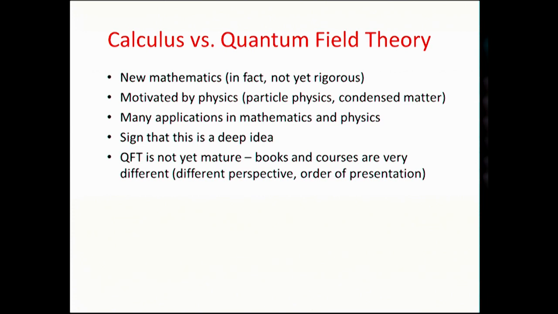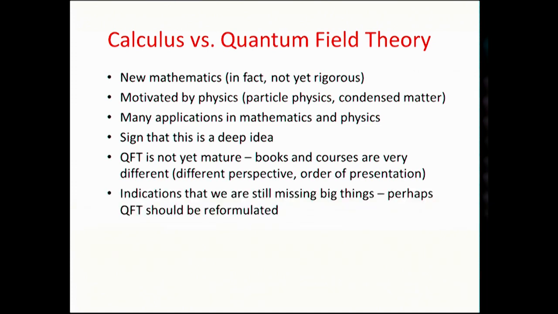One person writes a quantum field theory book starting with scalars and then interactions of scalars. Somebody else says, no, we'll first do all the free fields, and then we'll add the interactions. And one person starts with a functional integral, and the other does perturbation theory, and so on and so forth. This is a sign that this thing has not yet been streamlined. We don't yet have a coherent, straightforward derivation from beginning to end. And as I said before, there are indications that we are still missing big things. And perhaps the field should be reformulated.